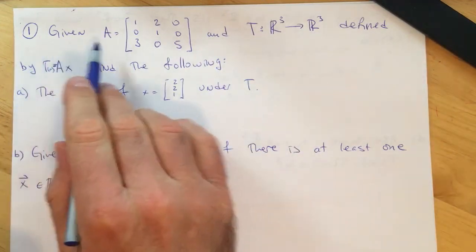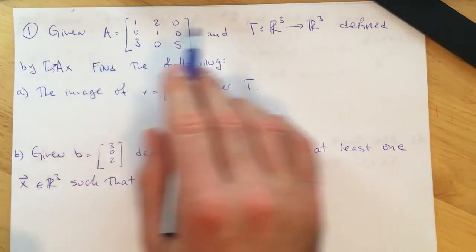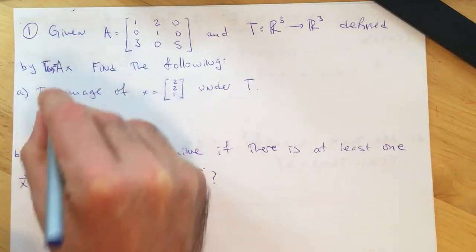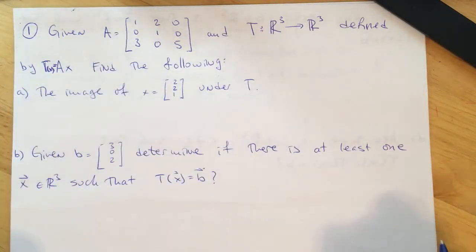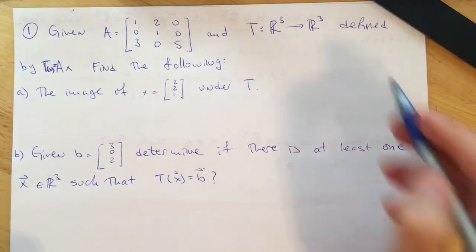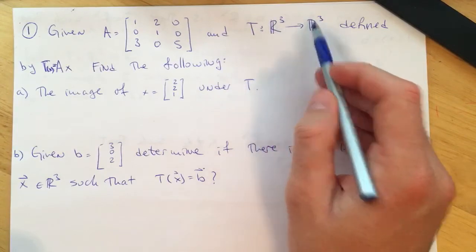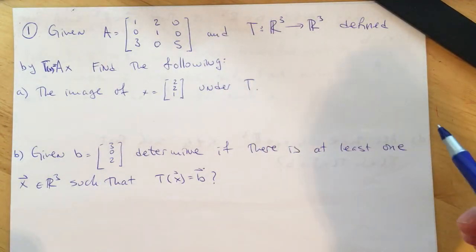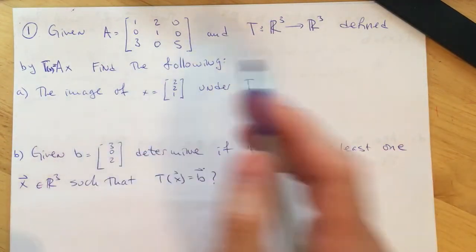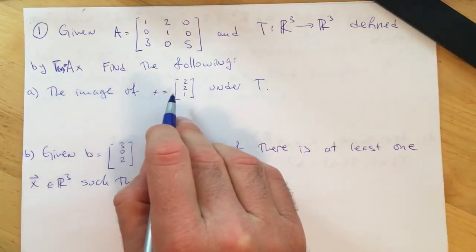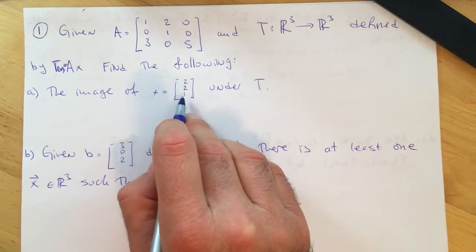Okay, so we're given a matrix A, and a linear transformation defined as T of x is equal to Ax. Basically, A is the standard matrix of the transformation T. It is a 3 by 3 matrix, which means it takes vectors from R3 and brings them to R3. Okay, find the image. This is a very introductory problem. What does it mean to find the image of the vector (2, 2, 1) under T?